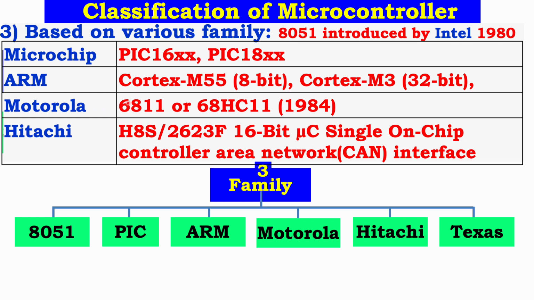Now Motorola. The Motorola company, with the series 6811 and 68HC11, started manufacturing microcontrollers in 1984. Next is Hitachi: the H8S/2623F 16-bit microcontroller. One single chip is used for the Controller Area Network (CAN) interface, manufactured by Hitachi. This is the entire classification about the family.